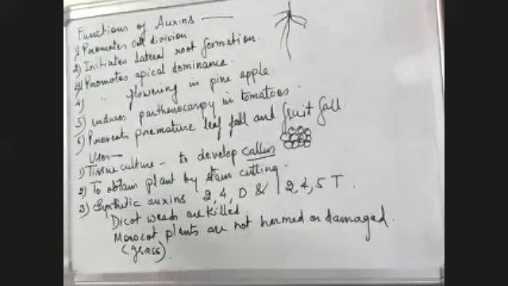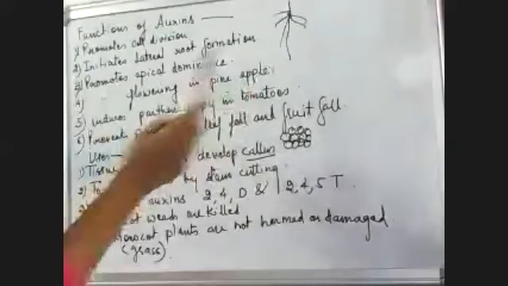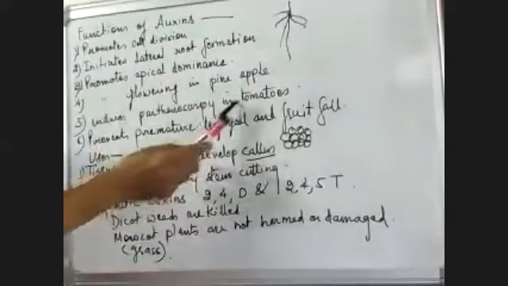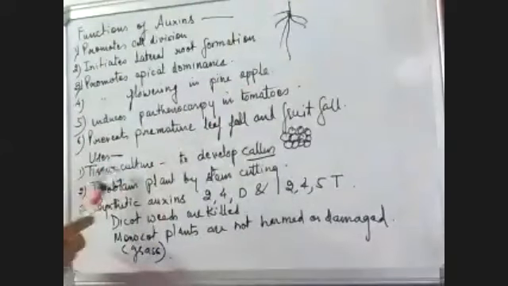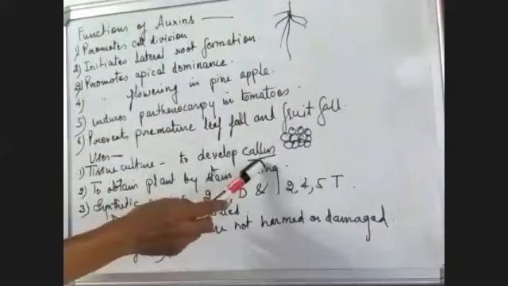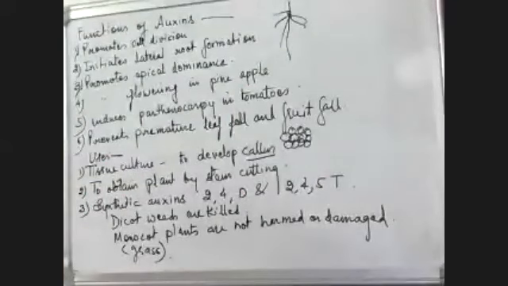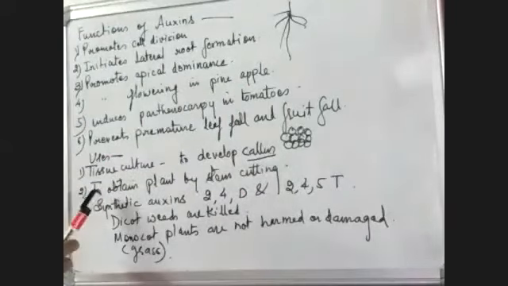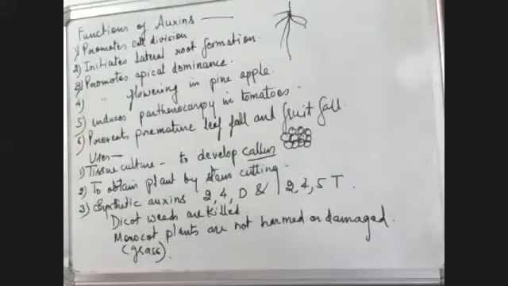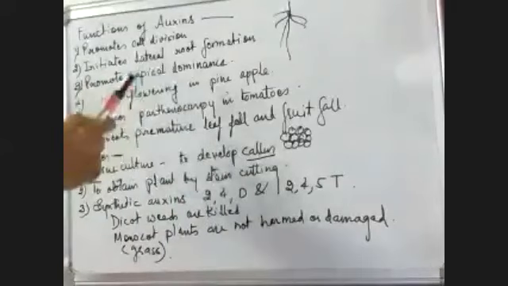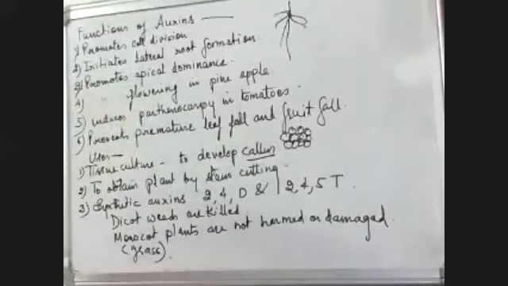I'll repeat once more. Promotes cell division, initiates lateral root formation, promotes apical dominance, promotes flowering in pineapple, induces parthenocarpy in tomatoes, prevents premature leaf fall and fruit fall, then used in tissue culture to develop callus. Callus is a group of tissues which is used in developing new plants. To obtain a plant by stem cutting, we can take a small stem with an apical bud, and that apical bud will help in the growth of the plant.